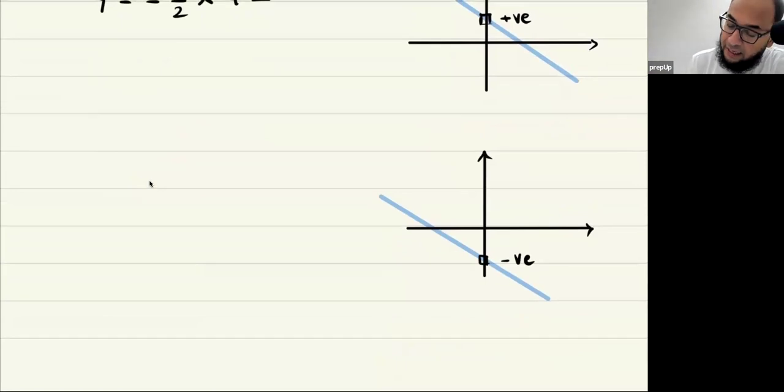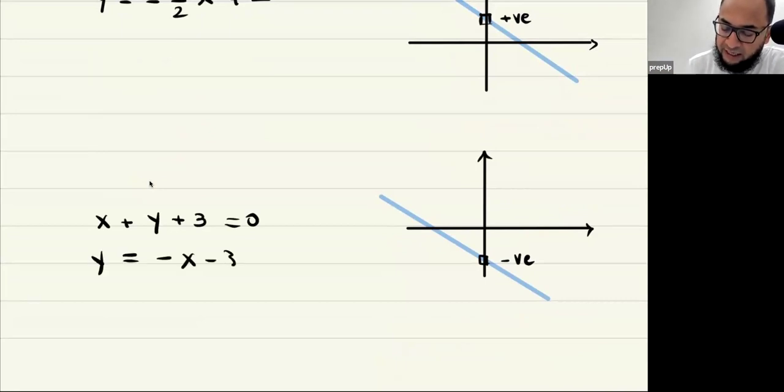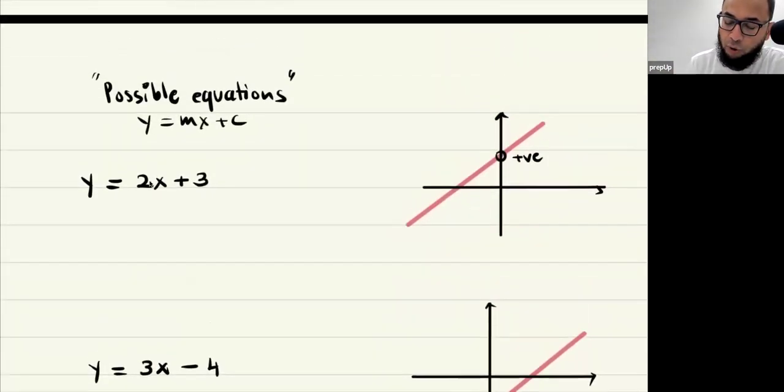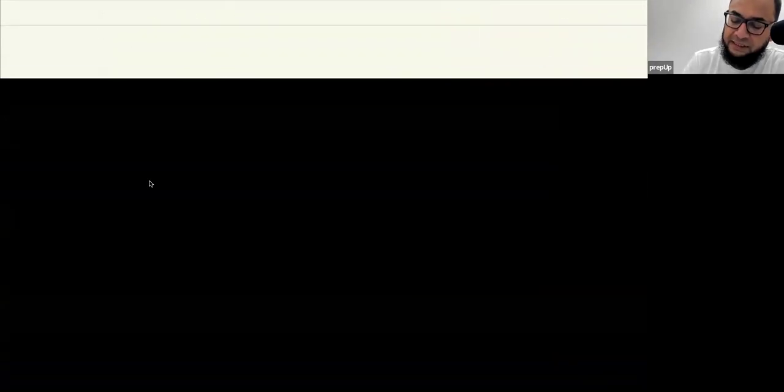And let's say I can write x plus y plus 3 equals to 0. First make y the subject. Y is equals to negative x negative 3. So now the gradient is negative 1, the y-intercept is negative 3. All good? All clear? So that is the basic idea, but wait a minute. There is something more to it. What is more?